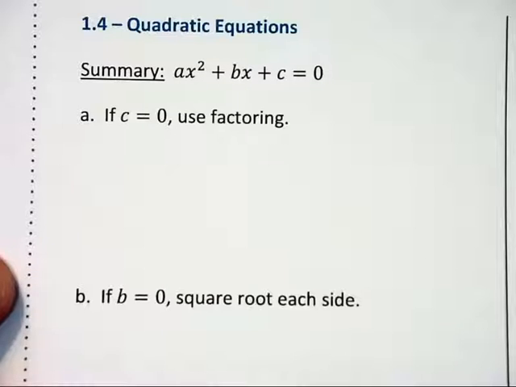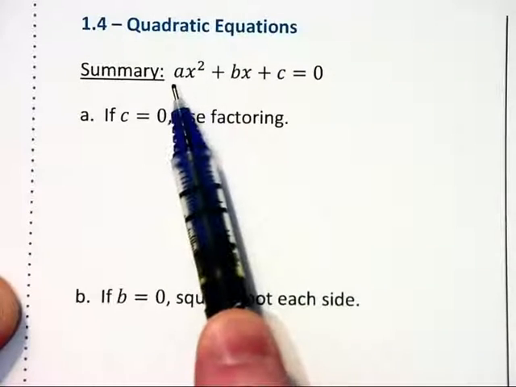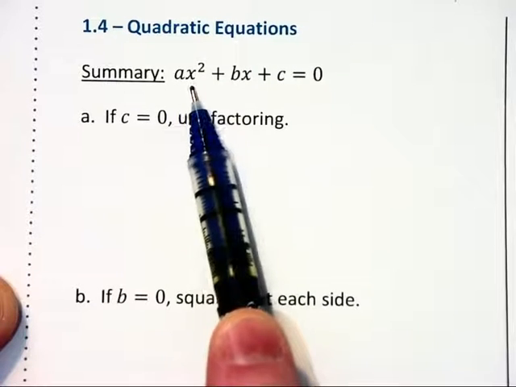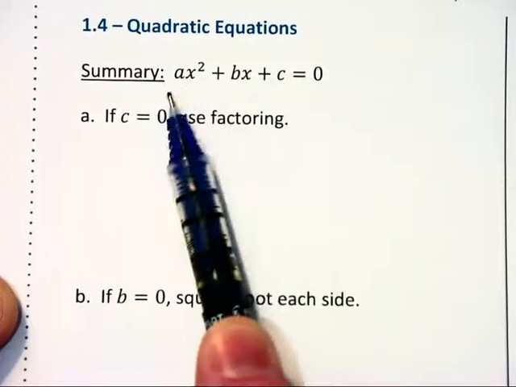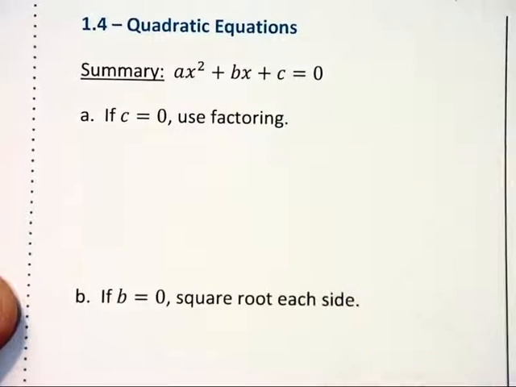In this section, we will be solving quadratic equations. The general form of a quadratic equation is ax squared plus bx plus c equals 0, where a, b, and c are generally thought of to be integers. Now, I'd like to break this into a few different cases.